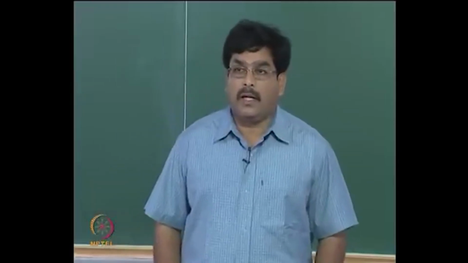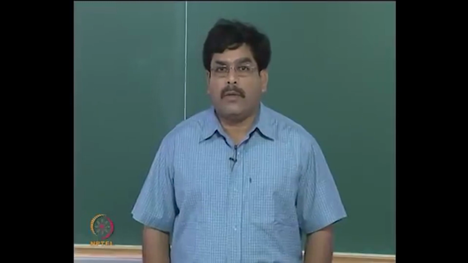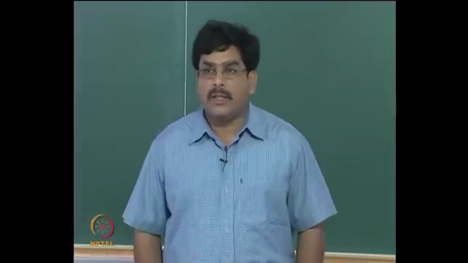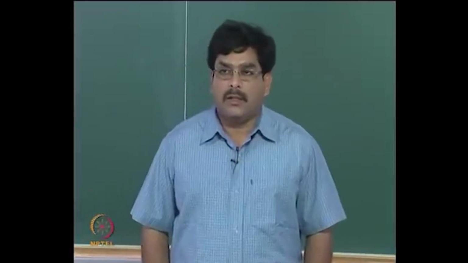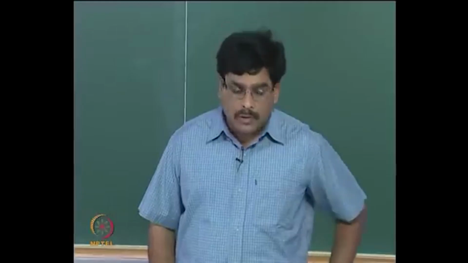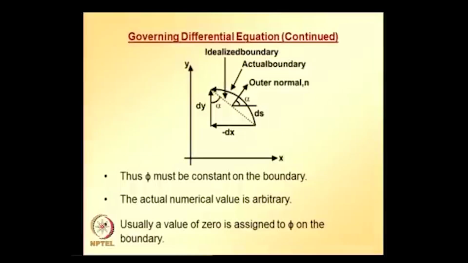Basically, the partial derivative of the stress potential with respect to S being equal to 0 means the stress potential phi must be constant on the boundary. The actual numerical value can be arbitrary; usually a value of 0 is assigned to phi on the boundary.